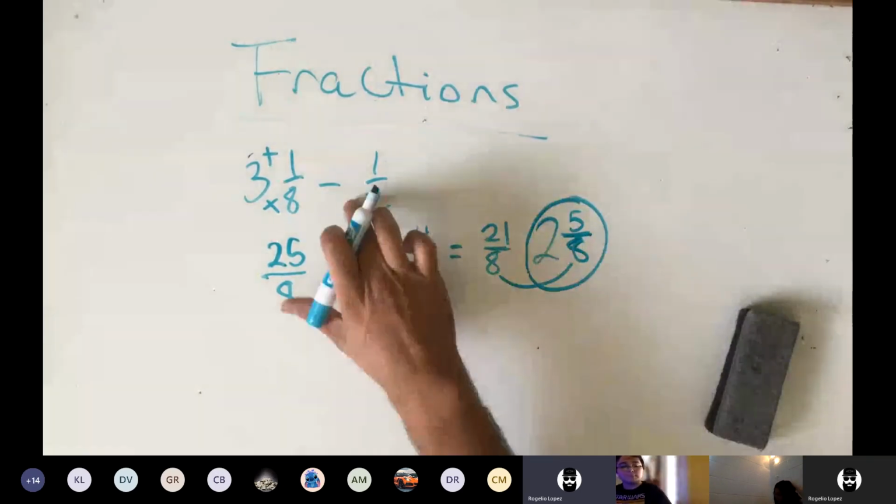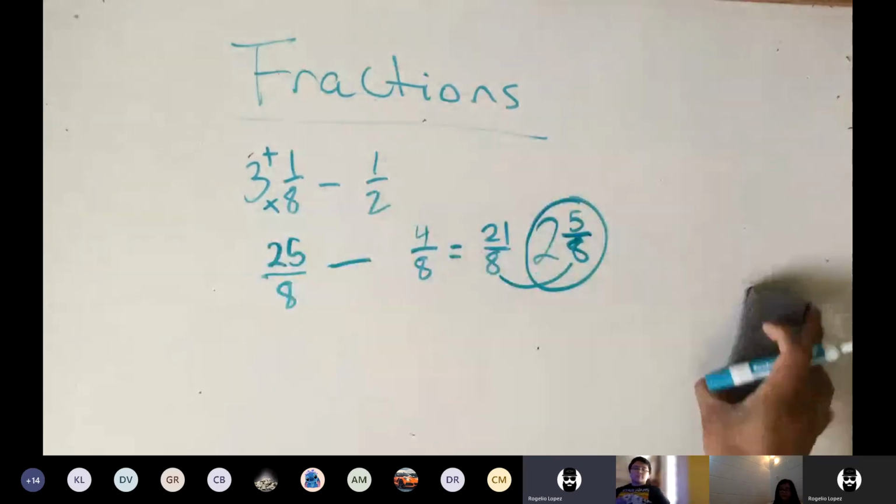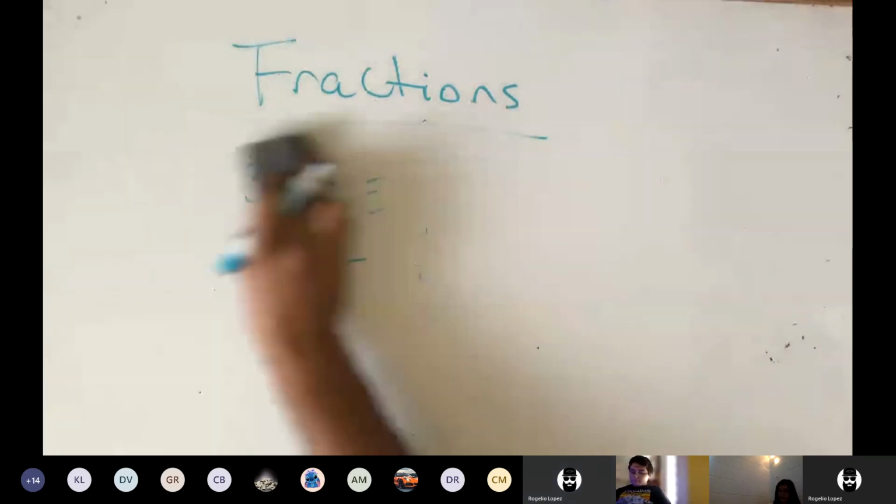And if you have 2 mixed numbers, well, you do the same thing. You do Texas to both of them. And then you find the common denominator. Okay?